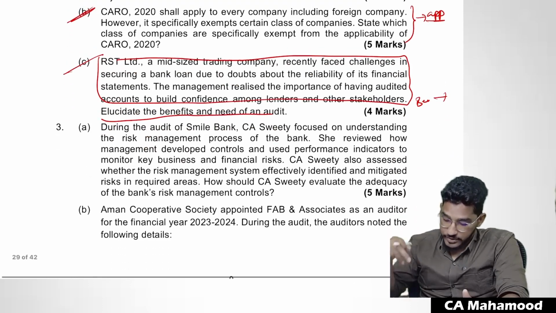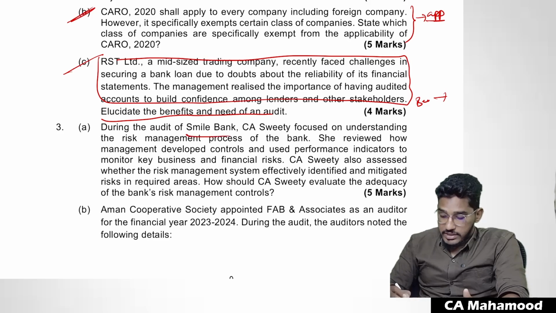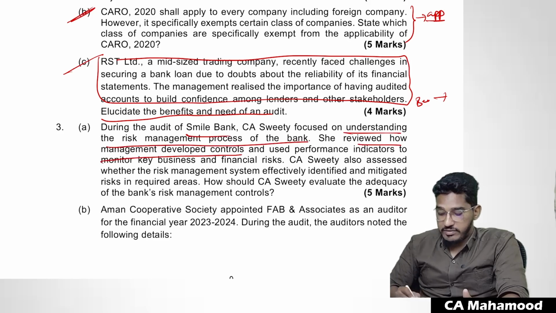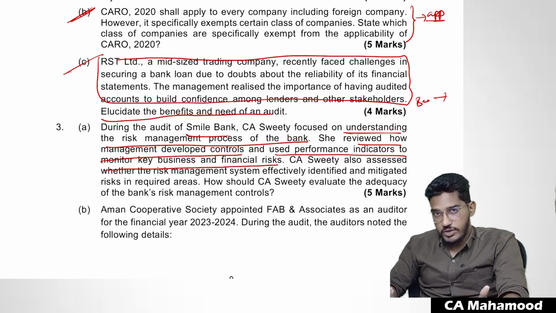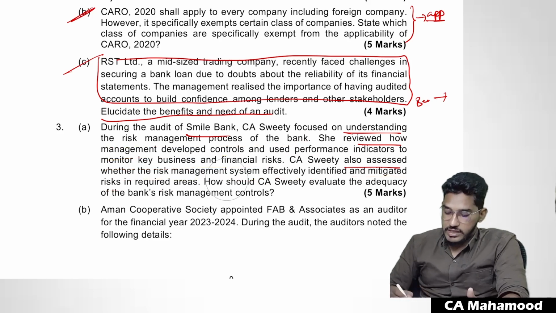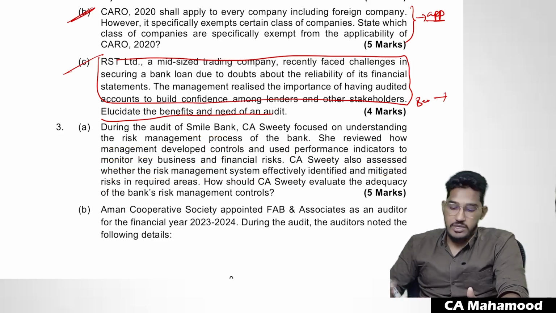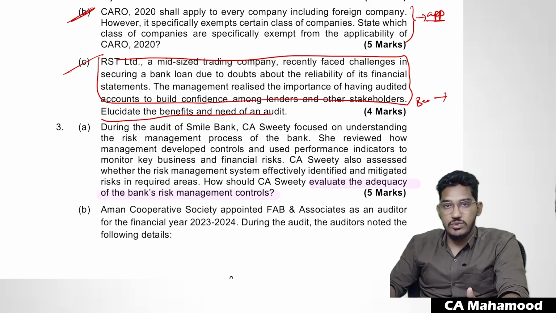Next, 3A. During the audit of Smile Bank, CSVT focused on understanding the risk management process of the bank. She reviewed how management developed controls and used performance indicators to monitor key business and financial risk. So the auditor is conducting the audit of a bank. She wanted to know internal controls. CSVT also assessed whether the risk management system effectively identified and mitigated risks in required areas. How should CSVT evaluate adequacy of the bank's risk management controls? As an auditor, what can you do to evaluate the bank's risk management control?